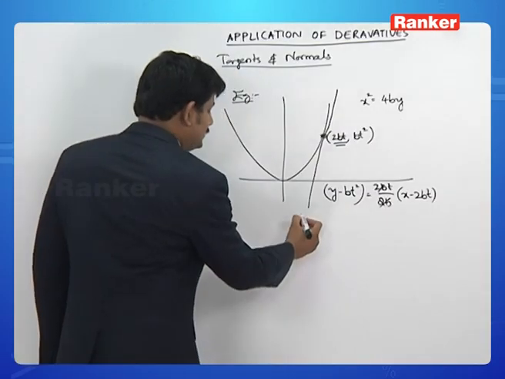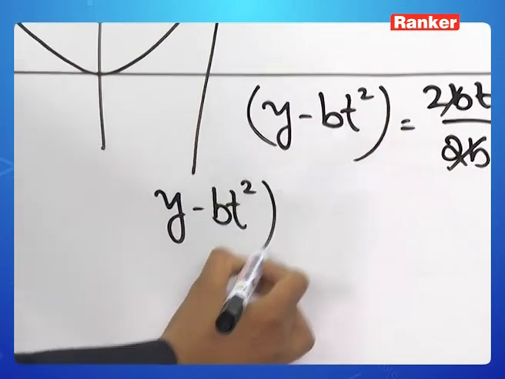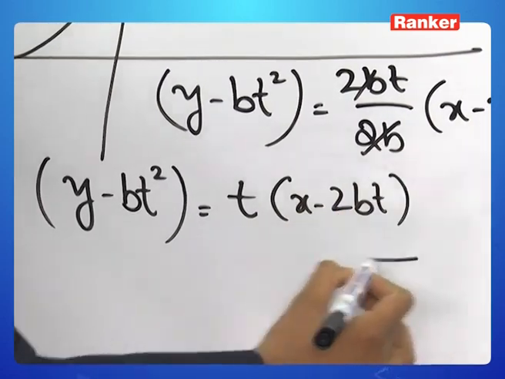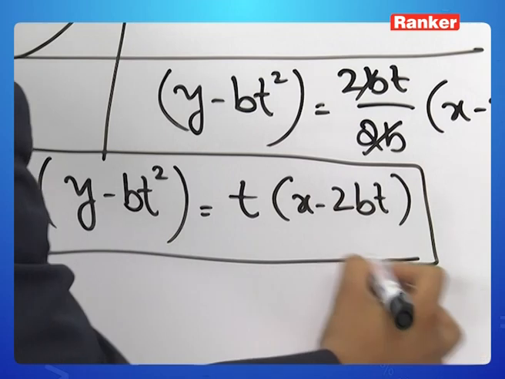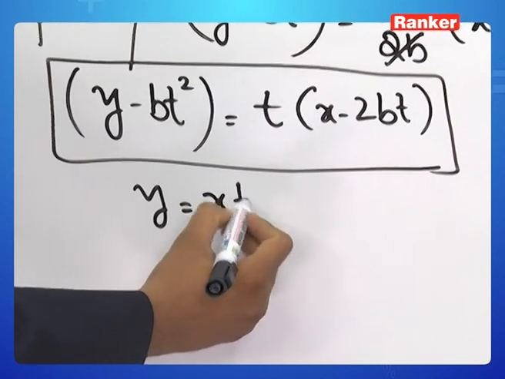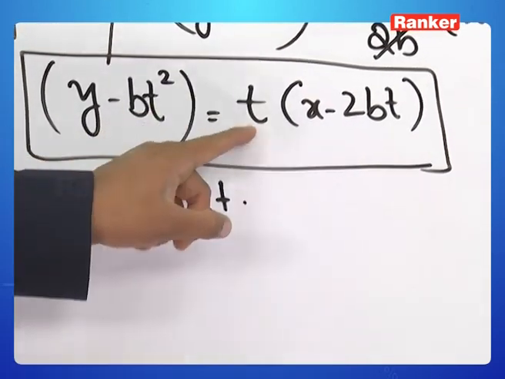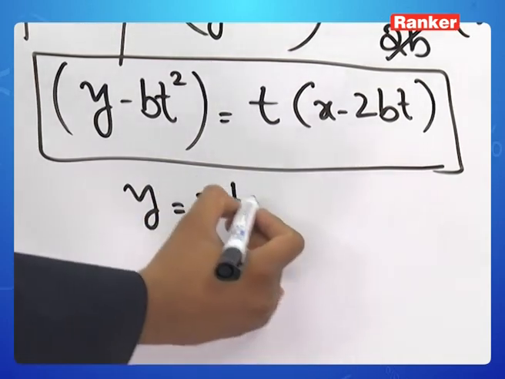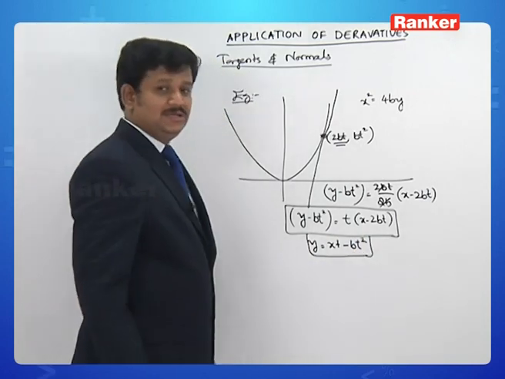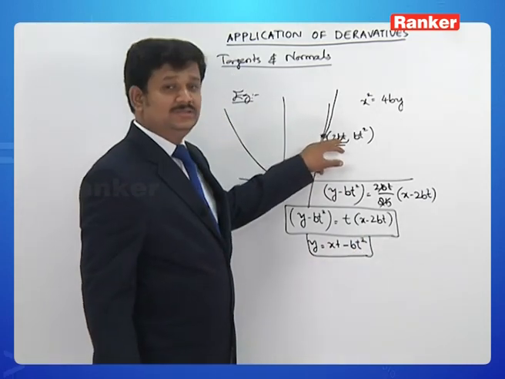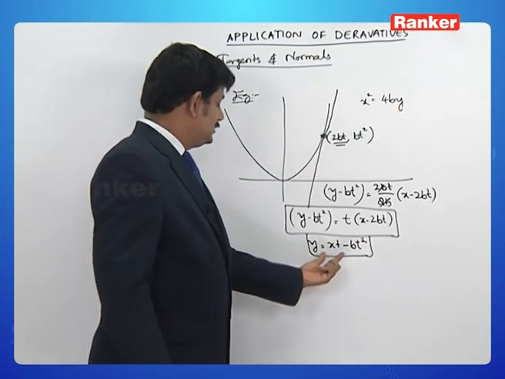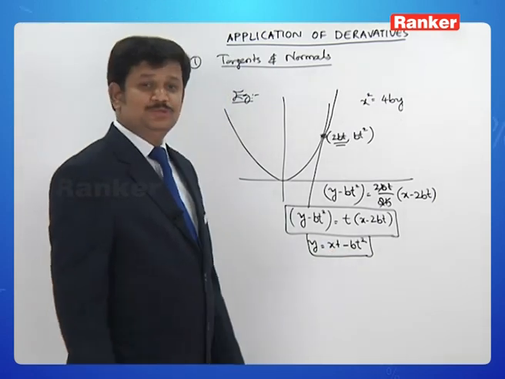So equation of the tangent is given by y minus bt square is equal to t into x minus 2bt. We can simplify this further. Y equal to xt minus bt square here, minus 2bt square here, 1 minus bt square gets cancelled and minus bt square. So equation of the tangent at any point whose parametric coordinates are (2bt, bt square) on the curve x square is equal to 4by, we can say it is y is equal to xt minus bt square.